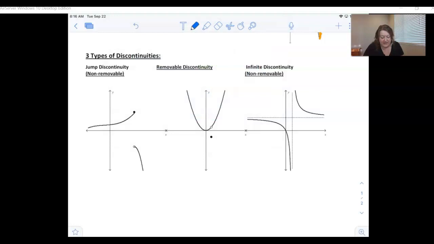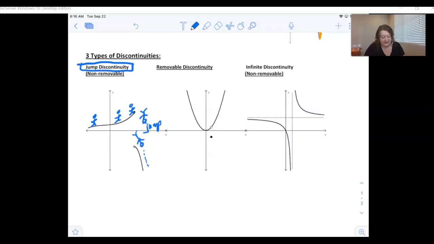Okay, so a jump discontinuity is one where if you are traveling from left to right, and I'm drawing my little stick figure dude who is traveling from left to right, and then what happens? Well, once he gets here, he has to jump and go down onto this one over here. Right? Okay, so he had to do a jump. So we call that a jump discontinuity.